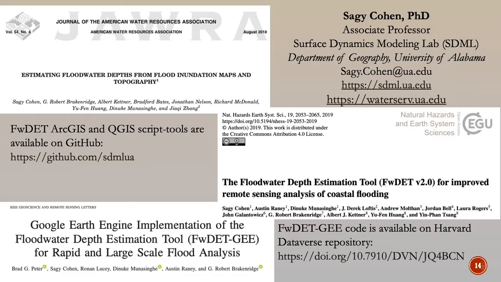Finally, these are the three papers that I mentioned. Version 1 and 2 of FwDET are available as ArcGIS and QGIS script tools that are freely available on our GitHub. And the Google Earth Engine code is also freely available on the Harvard Dataverse repository.